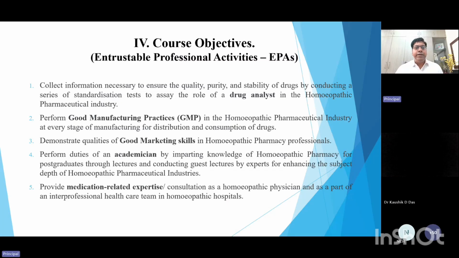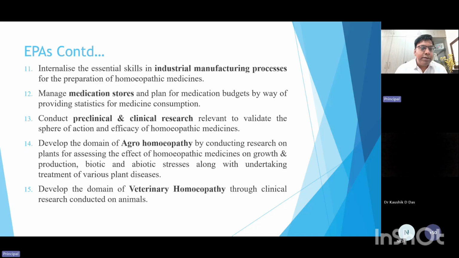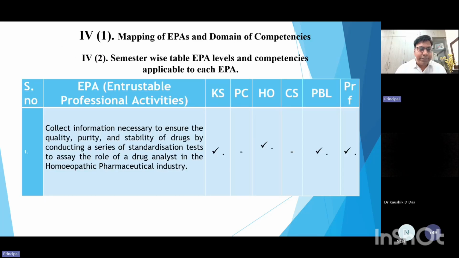These are the different EPAs which have been given in our curriculum. You are well aware and familiar with these EPAs. Now I am coming to the practical and implementation aspect of these EPAs with a few interesting examples. This is the table which shows the mapping of EPAs with the domains of competency. You see, there are different levels of competencies.